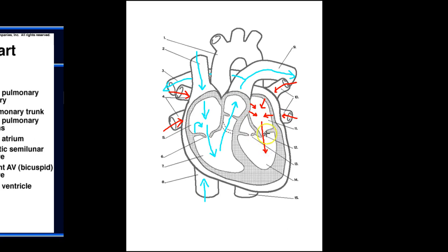The valve would then shut behind that blood as it comes through, and a powerful contraction of this thick muscle here, known as the myocardium, around the left ventricle, will shoot blood up through this valve here. It'll travel behind the pulmonary trunk and come out into this massive artery here called the aorta. So number 1 is the aorta, and number 14 here is the left ventricle.